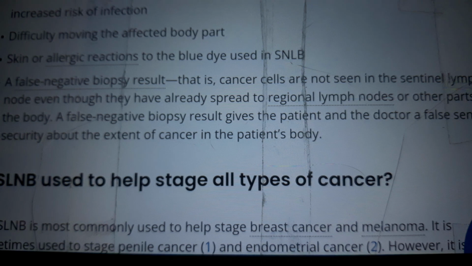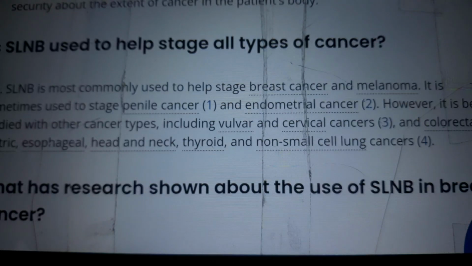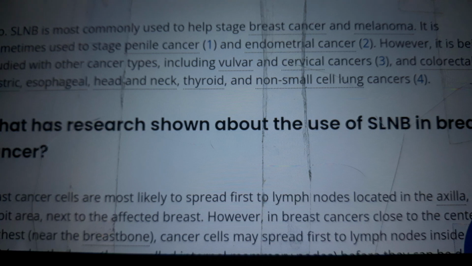A false negative biopsy result gives the patient and the doctor a false sense of security about the extent of cancers in the patient's body. Is SLNB used to help stage all types of cancer? No. SLNB is most commonly used to help stage breast cancer and melanoma. It is sometimes used to stage penile cancer and endometrial cancer. However, it is being studied with other cancer types, including vulvar and cervical cancers, and colorectal, gastric, esophageal, head and neck, thyroid, and non-small cell lung cancers.